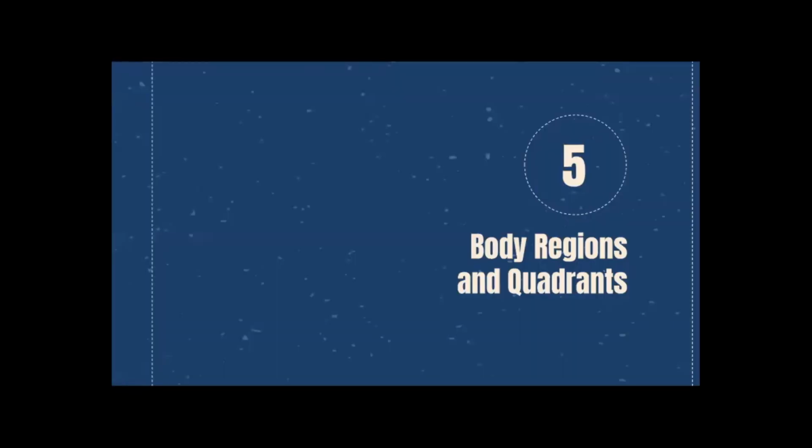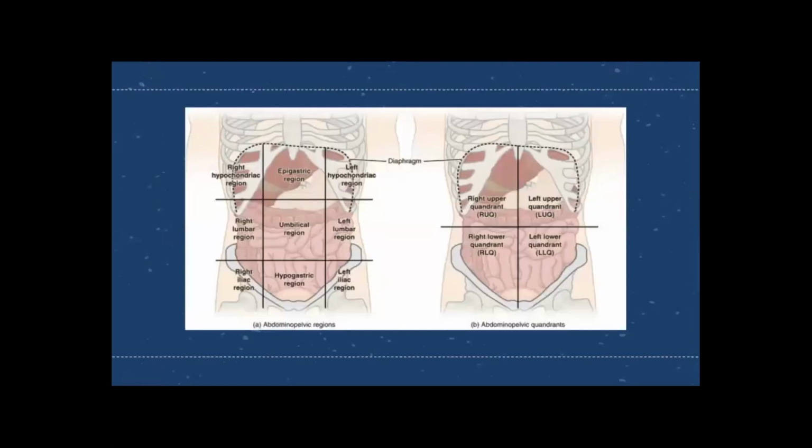Next, we have body regions and quadrants. This will get a little bit tough, and it is a lot of memorization, but don't worry, no one really has to memorize this stuff. This is just for you to know where things are. So for body regions and quadrants, this is how we divide basically our trunk. In the regions, we have 9 regions, and in the quadrants, we have 4 quadrants. Now let's go over them.